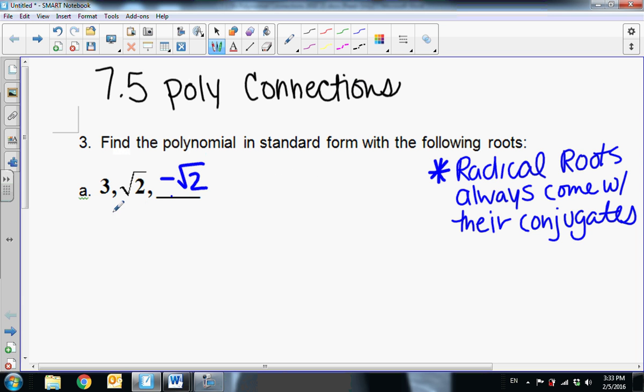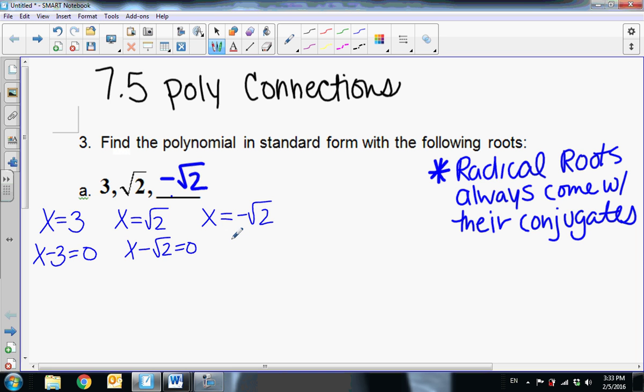Okay, so I'm going to write these first as roots. So x equals 3, x equals root 2, and x equals negative root 2. And I'm going to take these roots and turn them into factors. Turning them into factors means I'm going to get them set equal to 0. So this is going to be x minus 3 equals 0, x minus root 2 equals 0, and x plus root 2 equals 0.